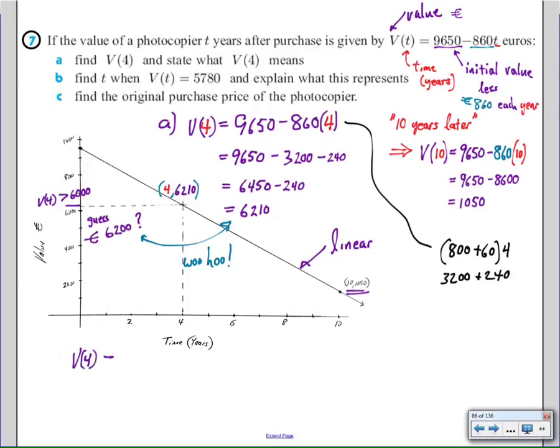All I have to do now is interpret. V of 4 equals 6,210. In 4 years, the copier will be worth 6,210.